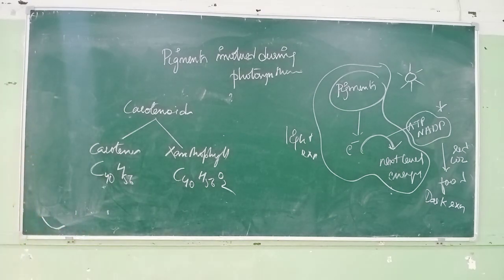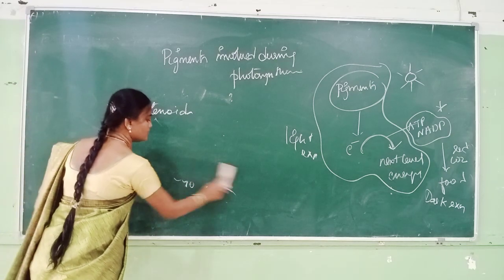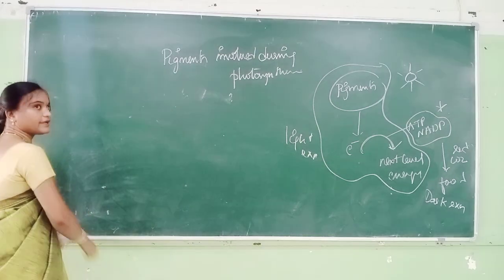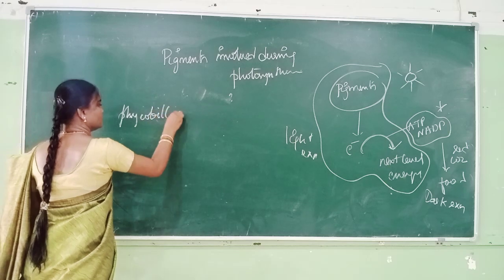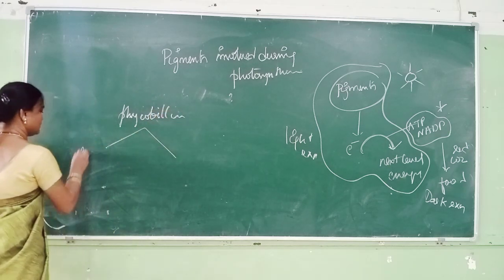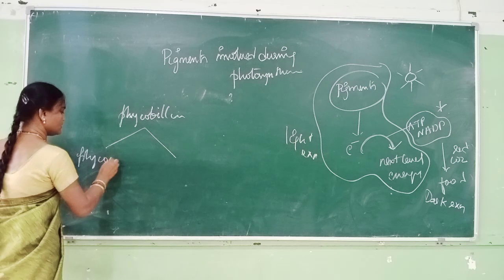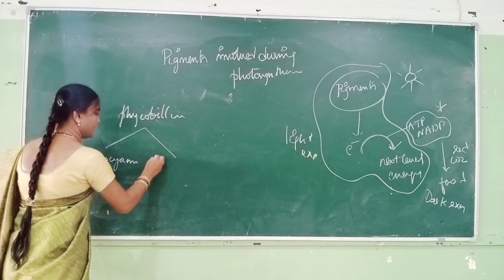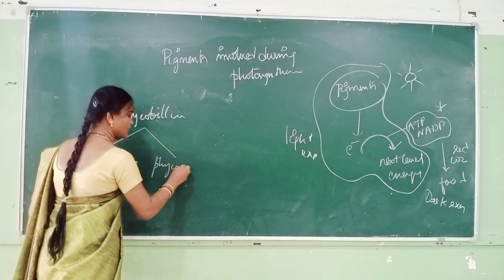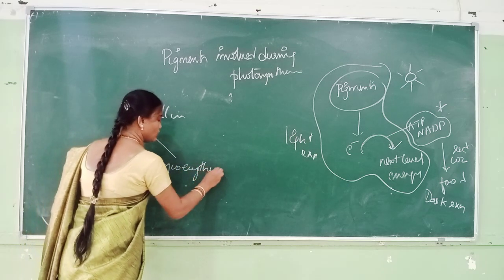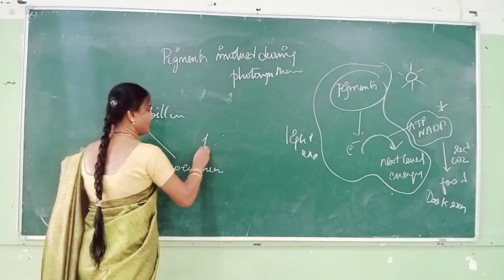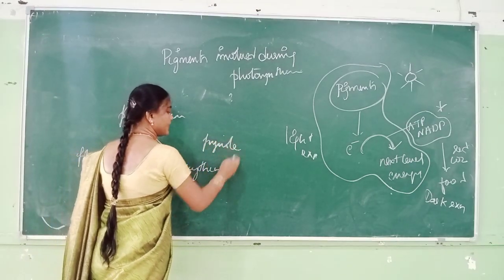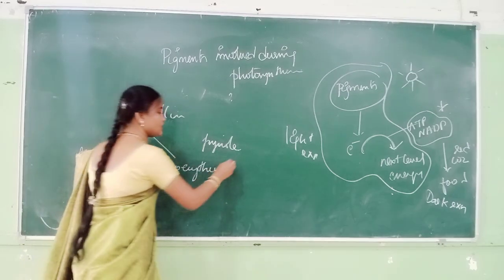Next is phycobilins. Phycobilins are of two types, phycocyanin and phycoerythrin. These are totally different from chlorophyll. They don't contain any pyrrole ring, and they don't have any central metal ion, that is magnesium.